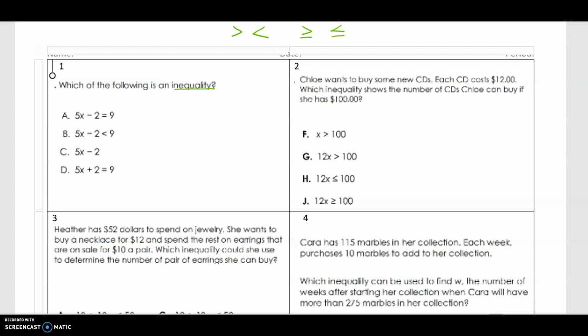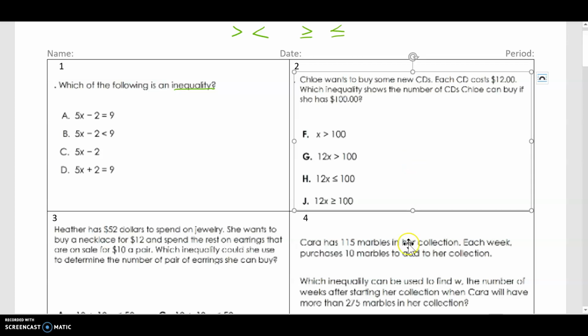But if I say x is equal to 20, well then it's 20. It's not 19.5, it's not 20.2, it's 20 exactly, okay? So you should be able to easily spot your inequality on problem number 1.